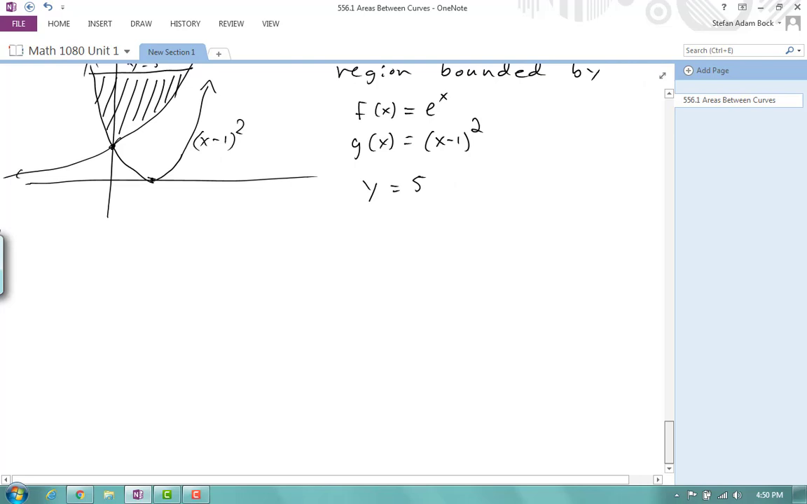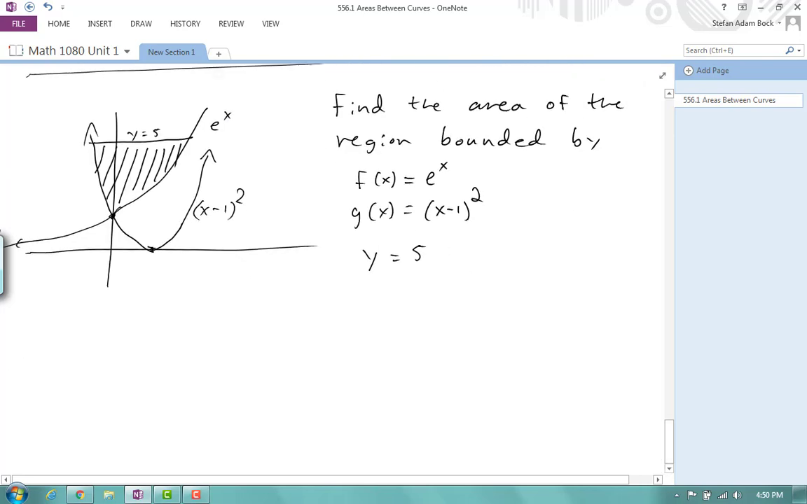Now how do we do this? Well, according to the picture, I've got a spot where the bottom function changes. Here, the top function is y equals 5, and the bottom function is x minus 1 quantity squared. But over here, the top function is y equals 5, and the bottom function is e to the x. So what I would have to do is split up this integral where those two functions intersect to change the functions I'm trying to take the difference of.